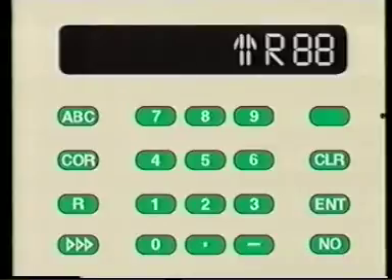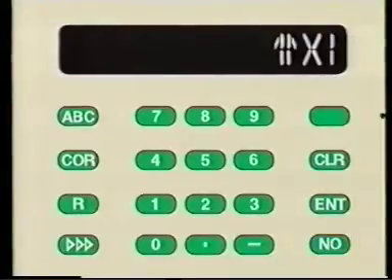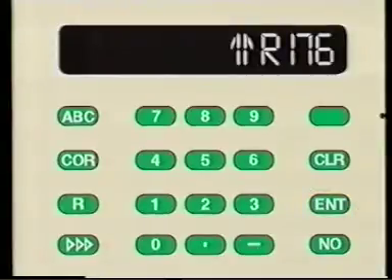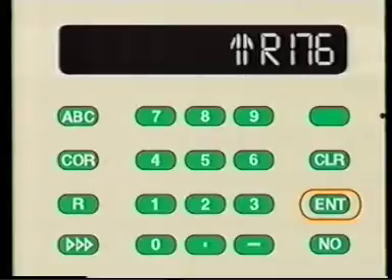The original pattern will have a height of 88 rows. The computer is asking if this is the desired height. Press No. The height of the pattern is to be multiplied or enlarged how many times? The pattern can be multiplied up to 99 times. Press 2. Enter. The computer is confirming that the desired height is 176. That is 2 times 88. Press Enter.